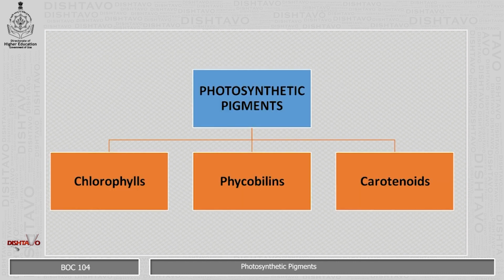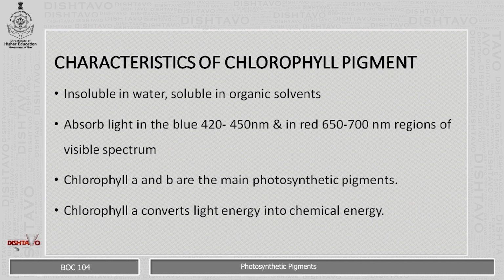There are three types of photosynthetic pigments. Firstly, we have chlorophylls, phycobilins and carotenoids. We shall see chlorophylls first. The characteristics of chlorophyll pigment: they are insoluble in water and soluble in organic solvents. They absorb light in the blue region of the visible spectrum from 420 to 450 nanometers and in the red region of 650 to 700 nanometers.